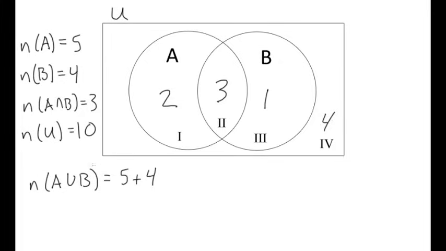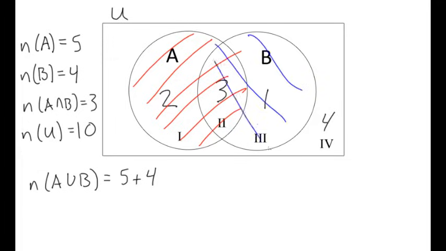Now, back to our question of how many elements are in A union B. So if we add 5 plus 4, what we're doing is we're taking everything that's in A, which I'm shading in red, and adding it to everything that's in B, which I'll shade in blue. And you can see what we're doing here is we're adding A, which is 2 and 3, to B, which is 3 and 1, and so we've added this 3 twice, so we've double counted it. We don't want to do that. So since we've double counted it, what we can do is subtract it out here.